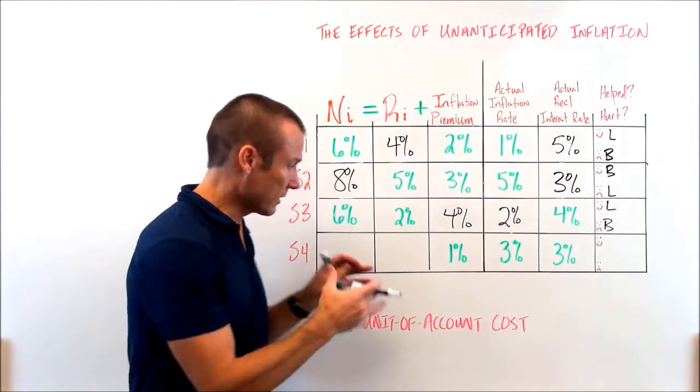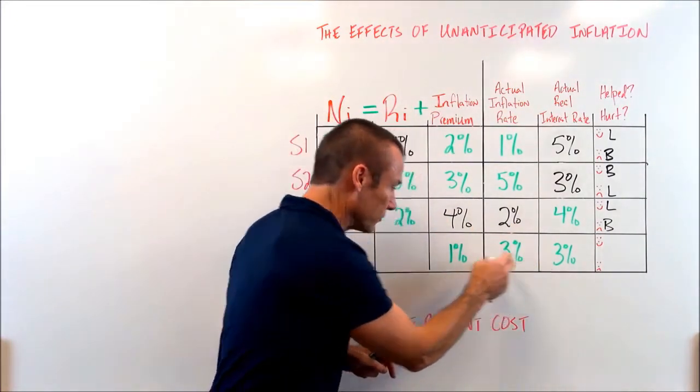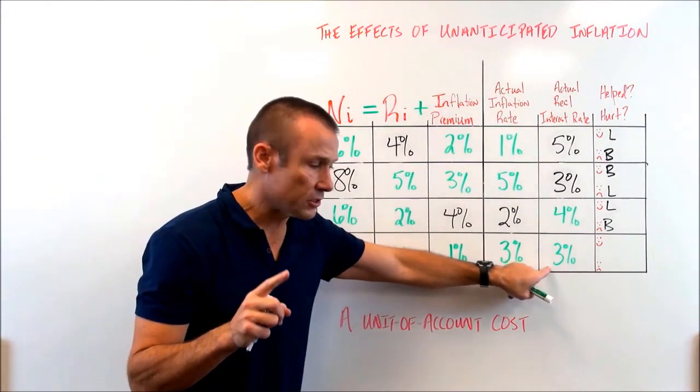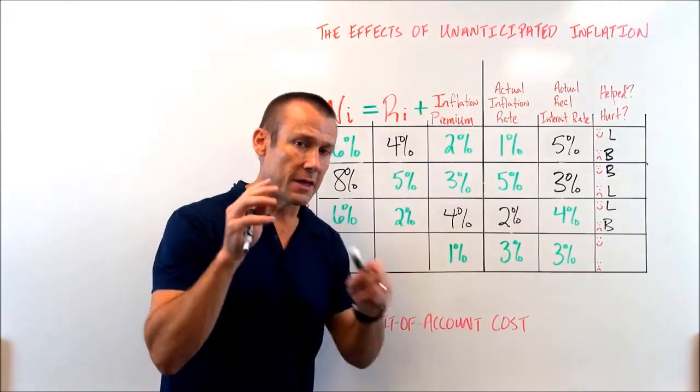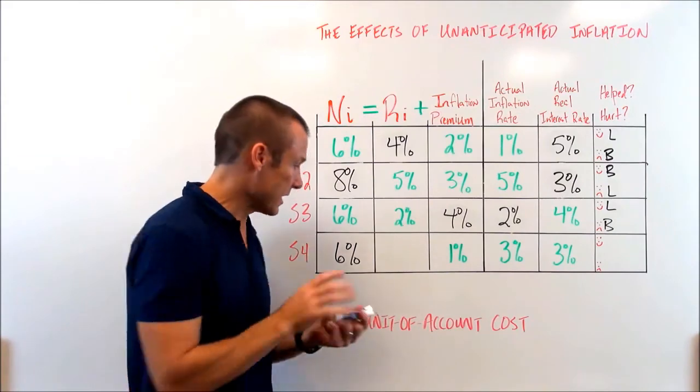Here's the last one. Now, I kind of changed it up a little bit. So how are we going to do this? Well, with these two values, we can get the nominal interest rate. The dollar is going to lose 3% in value, but they're still going to be able to buy 3% more goods and services. That means they must actually be getting 6% more dollars. That's our nominal interest rate.